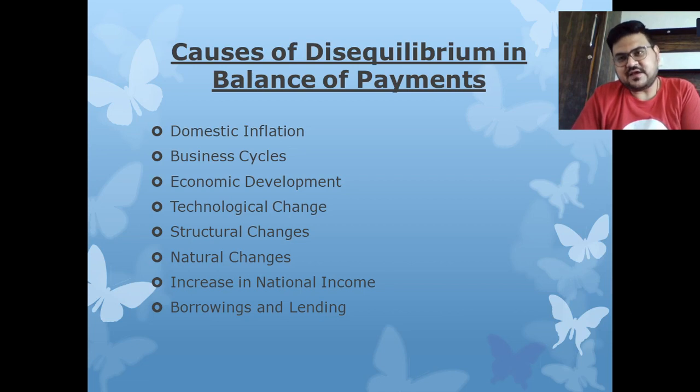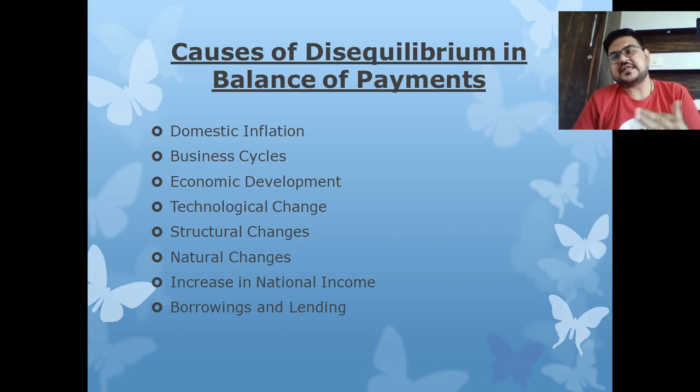Then there is economic development. Some economies are developed, some are not developed. So based on that, there's a disequilibrium. Technological change. We do not have enough technology in our hands, and that's why there could be a disequilibrium. Structural changes. We change governments on a regular basis, and that's how structures keep changing. There are natural changes. Global warming is increasing.